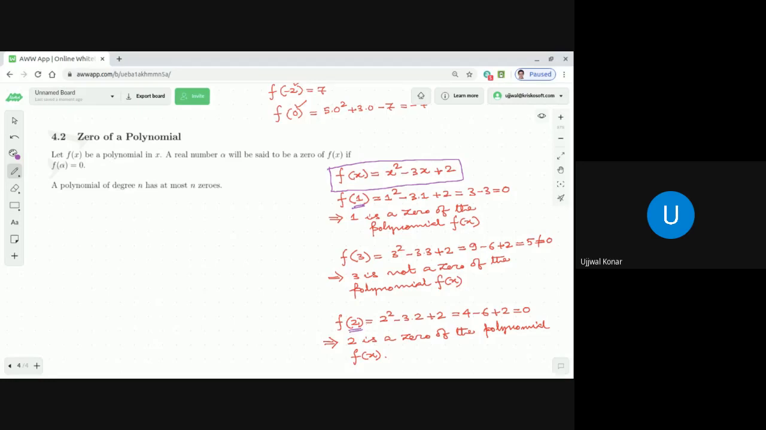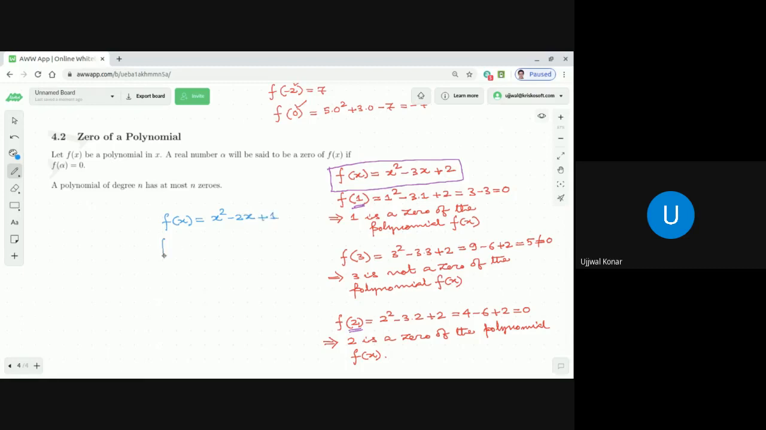Similarly, if you get a polynomial of degree 3, then it can have at most 3 zeros. So why is it so? Let me give an example. Suppose we take a polynomial f(x) equal to x square minus 2x plus 1.